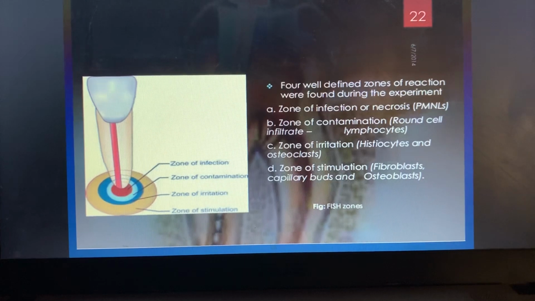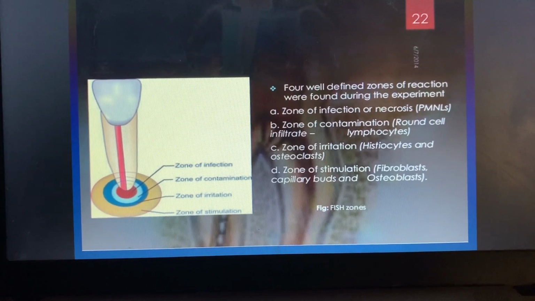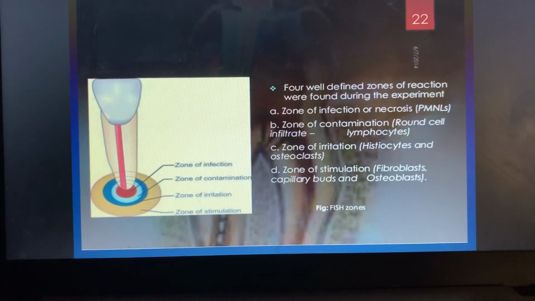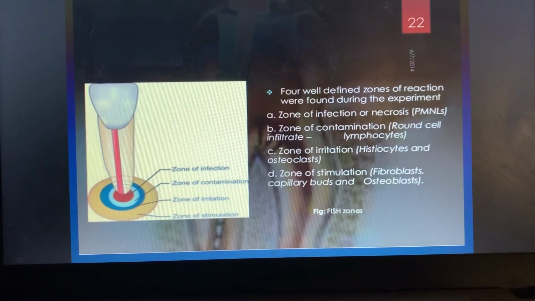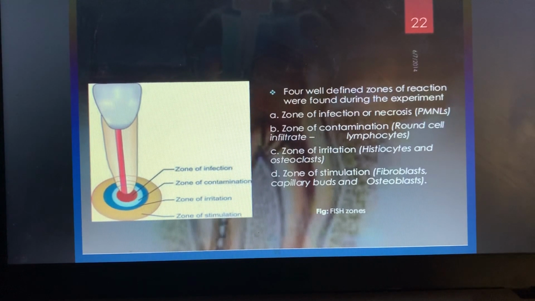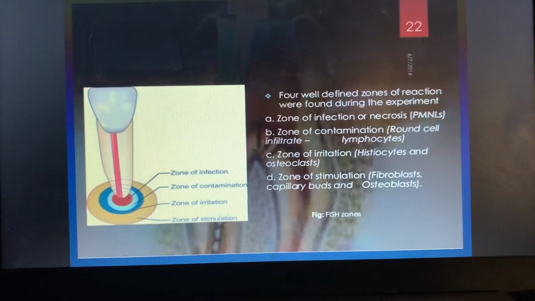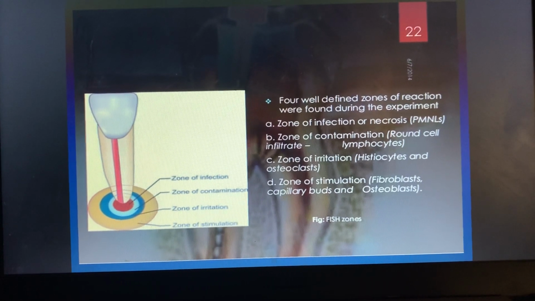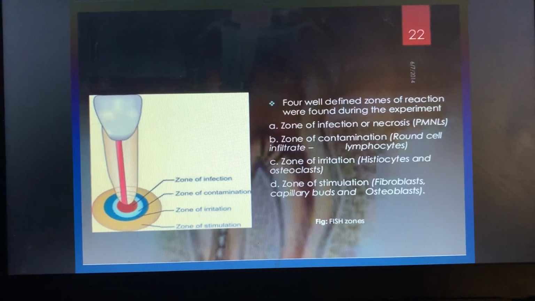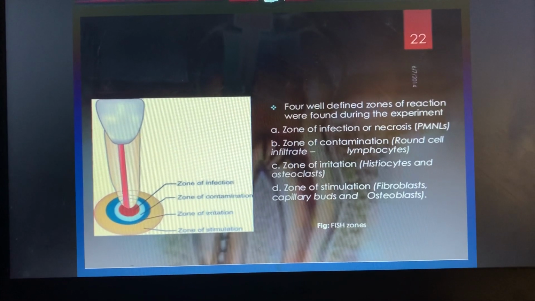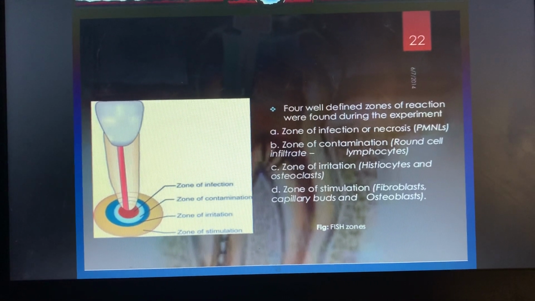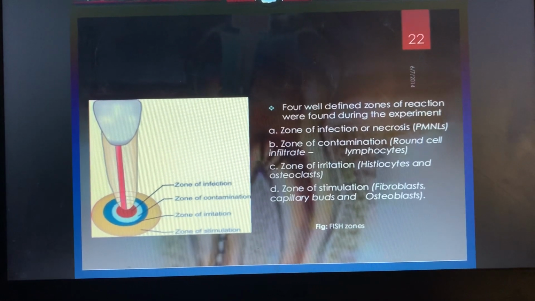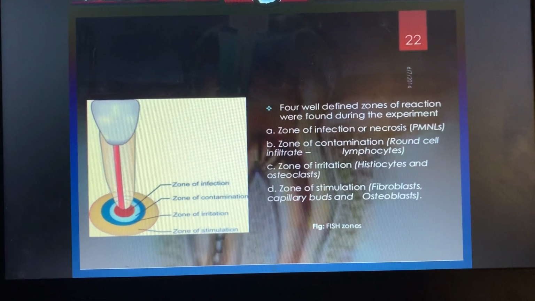The third one is the zone of irritation. The toxicity diminishes as distance increases from the central zone. The principal cells are macrophages and osteoclasts, and we can also see undifferentiated cells join to form osteoclasts here. The phagocytosis of collagen fibers by macrophages is seen predominantly in this zone. The leukocytes fill the gaps between the osteoclasts for healing and repair, and capillary proliferation is seen in this zone.